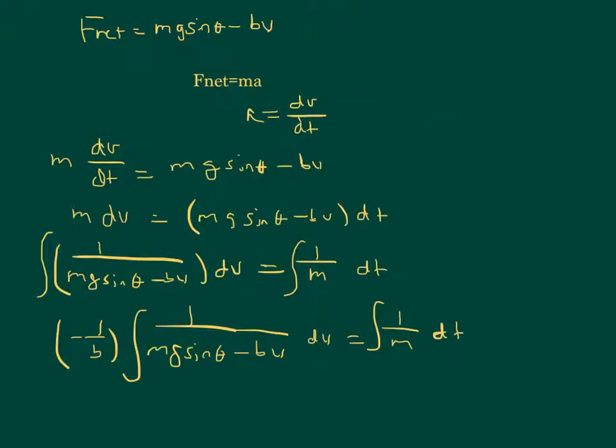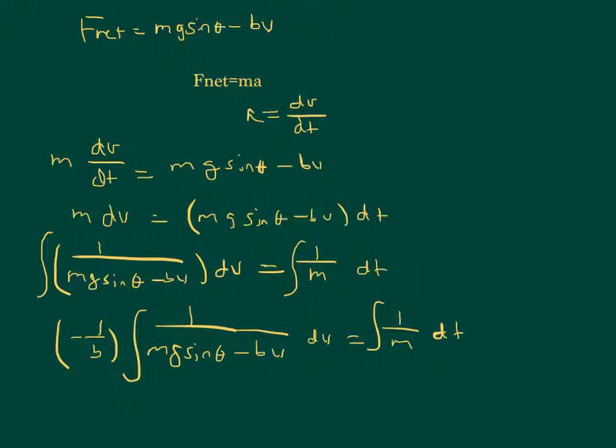Alright, here is how the math works. We know F net equals mg sine theta minus bv according to the previous slide. And according to Newton, F net equals ma, where a equals dv over dt. So m times dv over dt equals mg sine theta minus bv, whereas m times dv equals mg sine theta minus bv times dt. The integral of each component will lead us to this function.